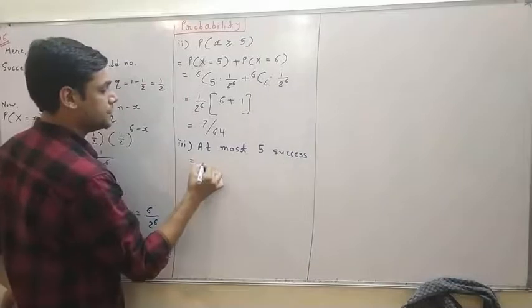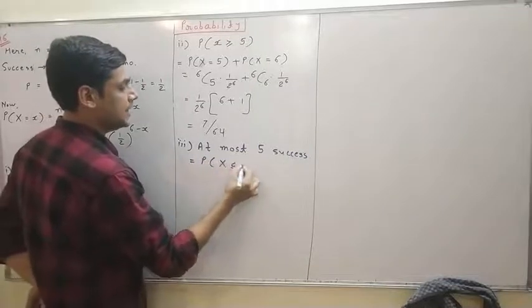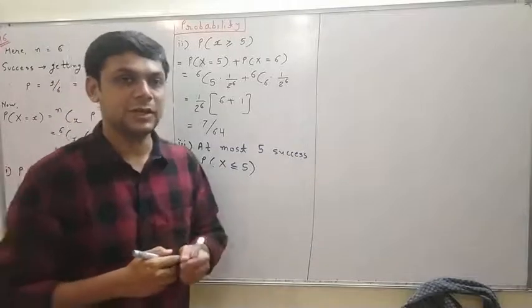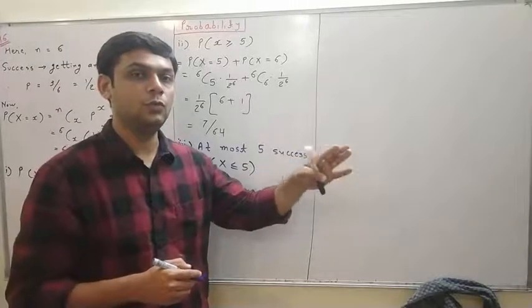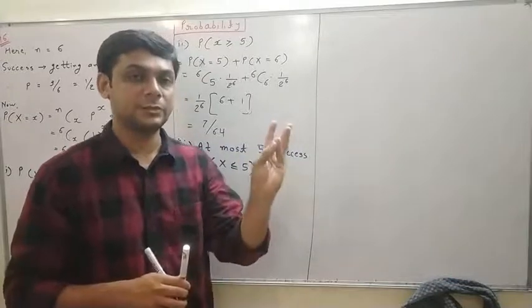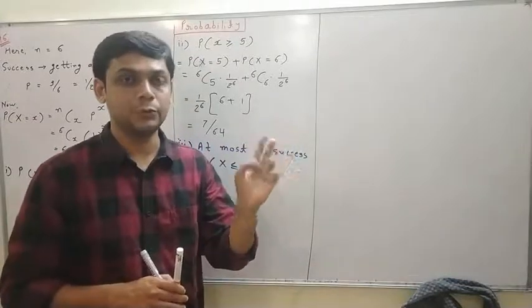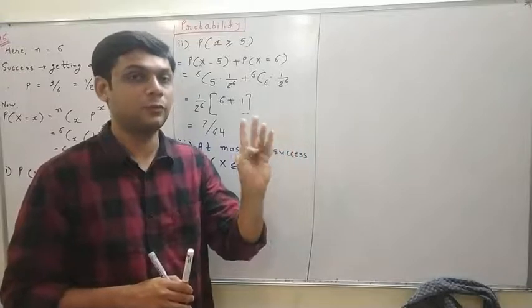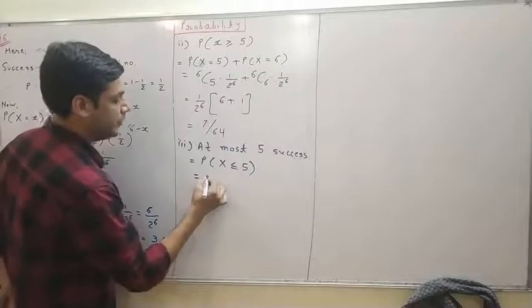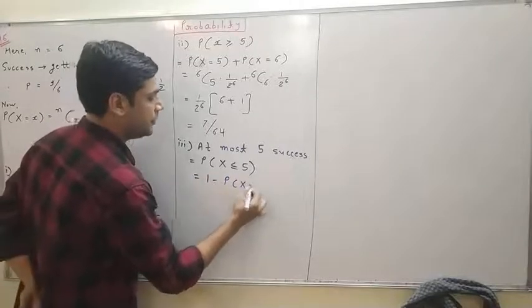Third, at most 5 successes means P of x less than or equal to 5. At most 5 means the maximum is 5, so it can be 5, 4, 3, 2, 1 and 0. So you have to find 6 probabilities in total, for x equal to 0, 1, 2, 3, 4 and 5. So instead of finding this many probabilities, what we will do is find 1 minus P of x is equal to 6.